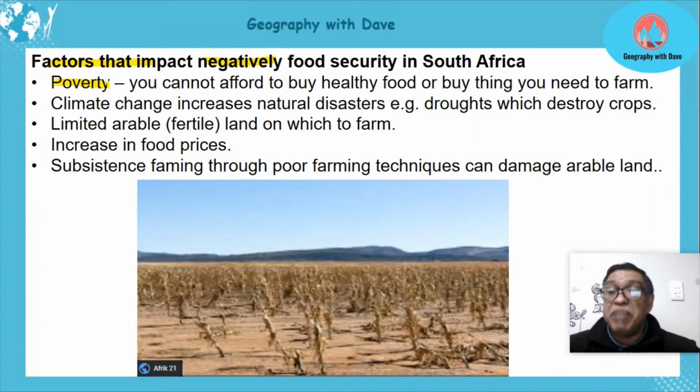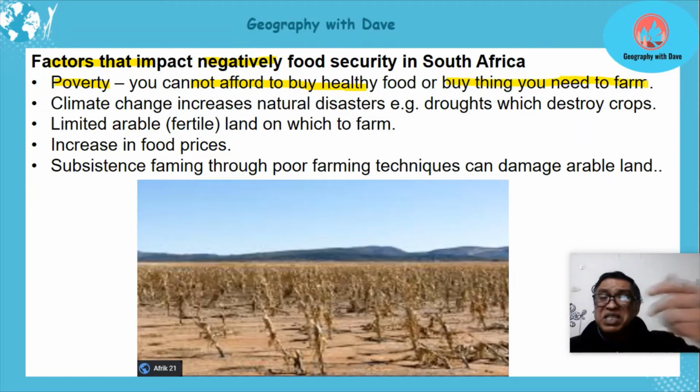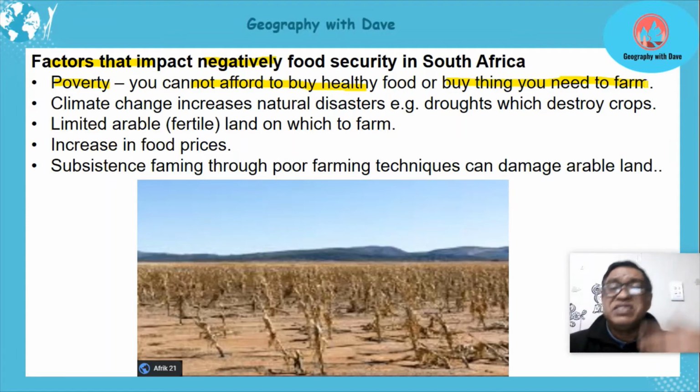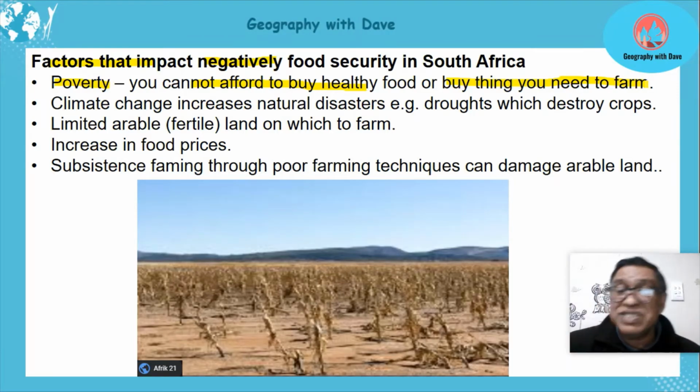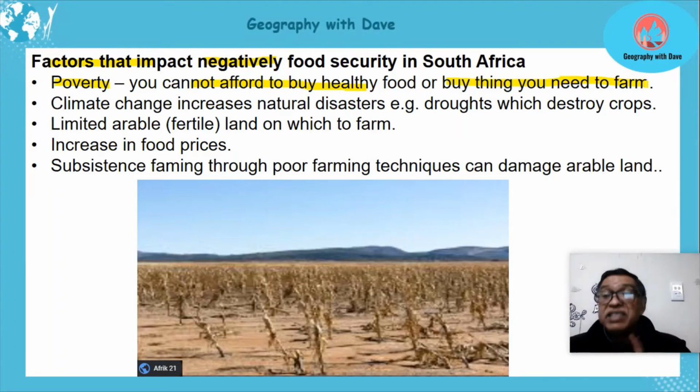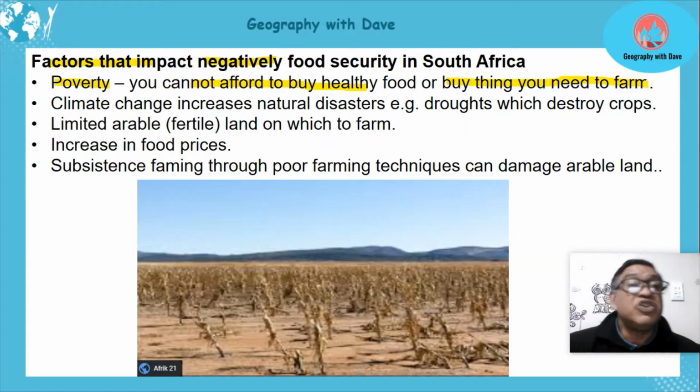They don't have that balanced diet. Therefore, it leads to food insecurity for them. They cannot afford to buy healthy food or buy things you need to farm with. They may farm a specific thing, but certain things need certain fertilizers, etc., and they can't farm those things. So even there, they'll produce certain crops that may not be a fully balanced diet. But the main thing is they cannot afford to buy healthy food to ensure food security.